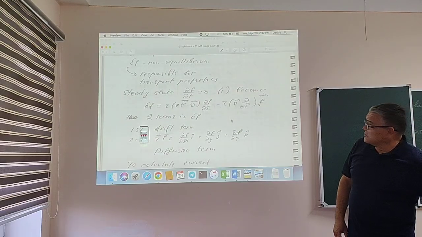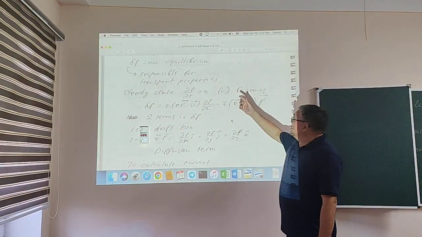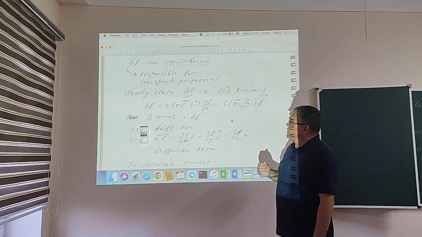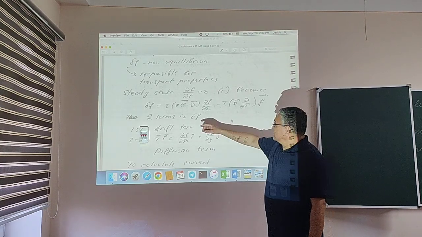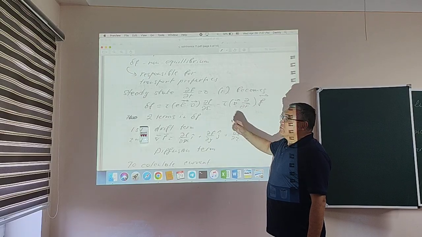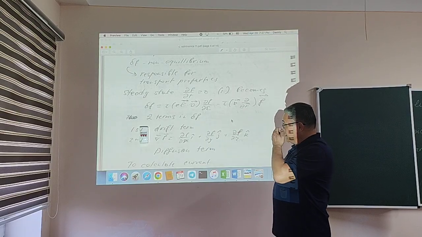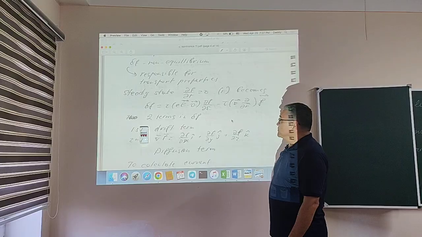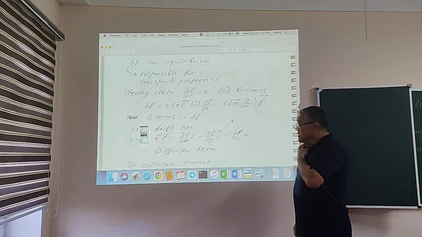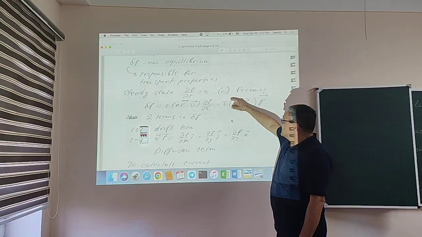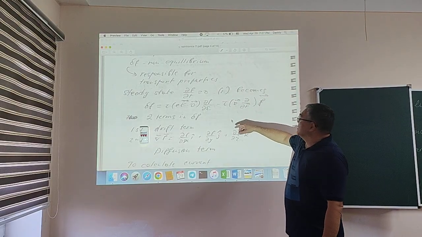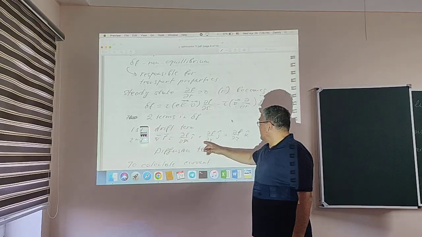Now in the steady state, df/dt equals 0, and from equation 1 we find this delta f, and the delta f looks like this formula here. There are two terms in this expression for delta f. The first term is called the drift term, and the second term here is called the diffusion term. Now in this case, d/dr is a nabla operator, and it's written down here.